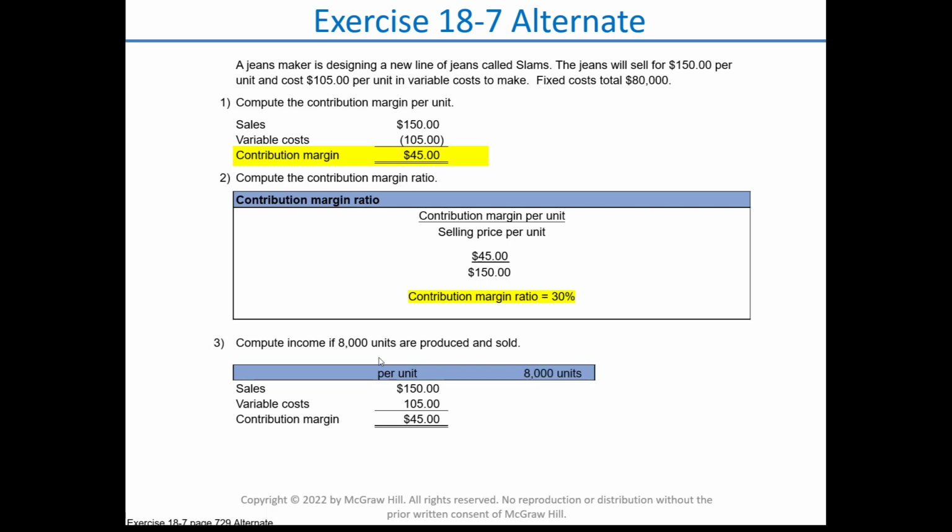Here we can project out if they sell 8,000 units. We take their revenue of 150 times 8,000, their cost of 105 times 8,000, and then subtract to get the contribution margin. If they sell 8,000 units, subtracting their variable costs, they'll have a contribution margin, or gross profit, of $360,000. Then we also have to subtract the fixed costs, so their net income on 8,000 units would be $280,000.